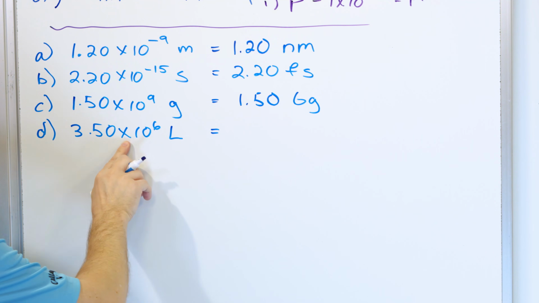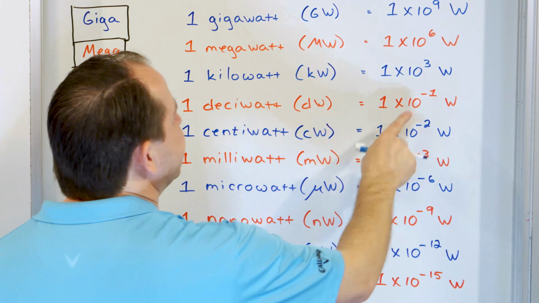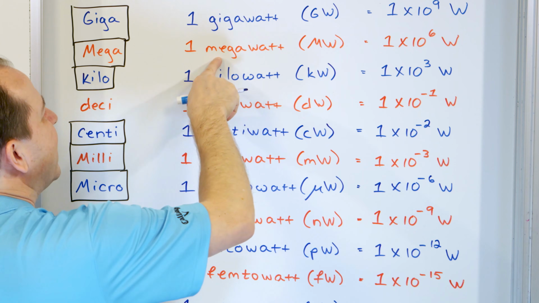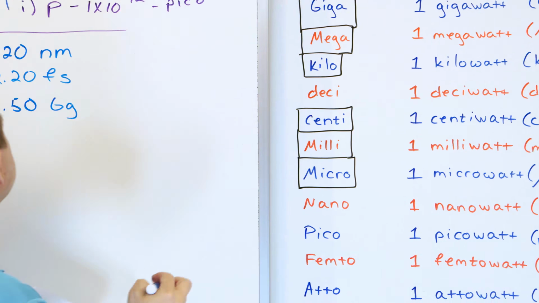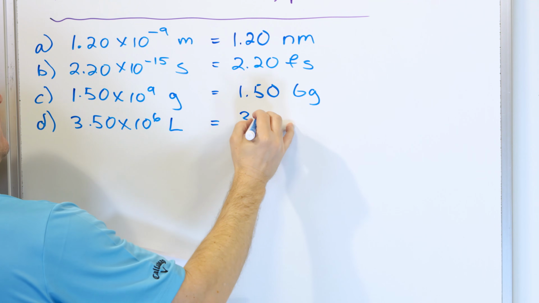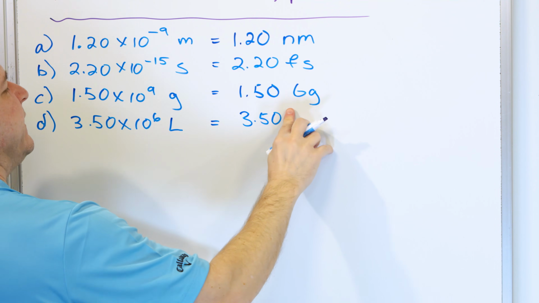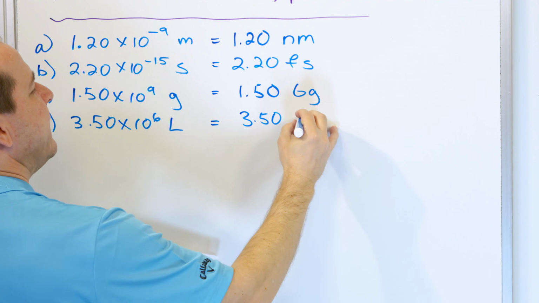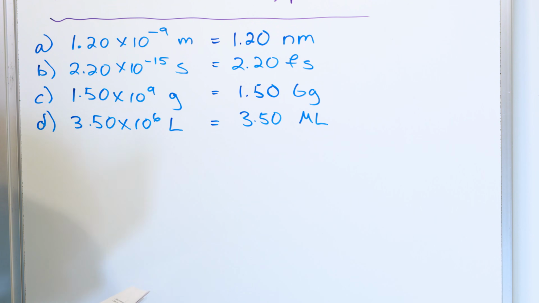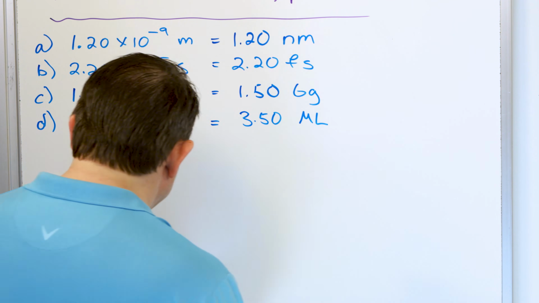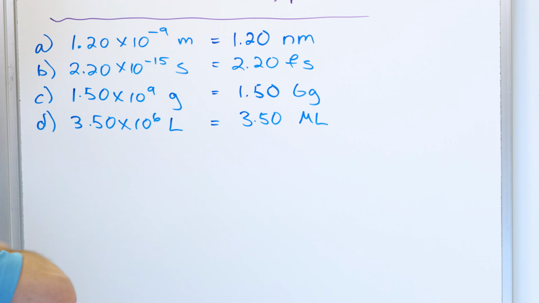The exponent here is 10 to the power of 6. 10 to the power of 6 is right here. It's mega, because the word mega means million, essentially, 10 to the power of 6. So instead of 3.50 times 10 to the power of 6, we just write it as megaliters, because this is millions of liters. So 3.50 megaliters.